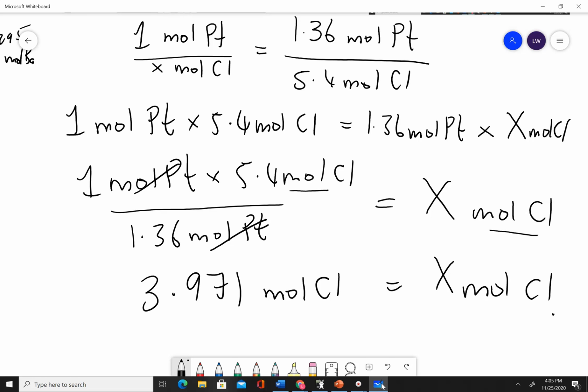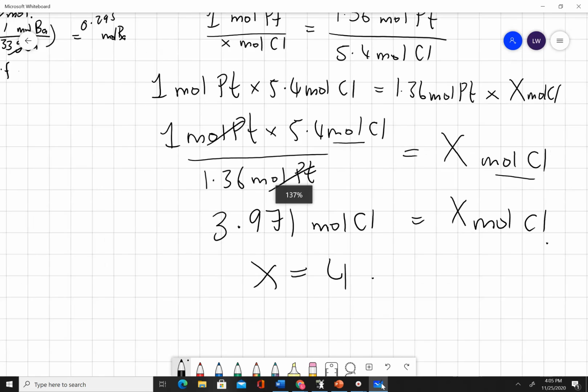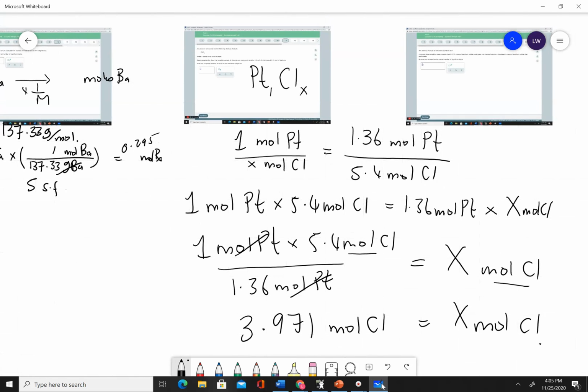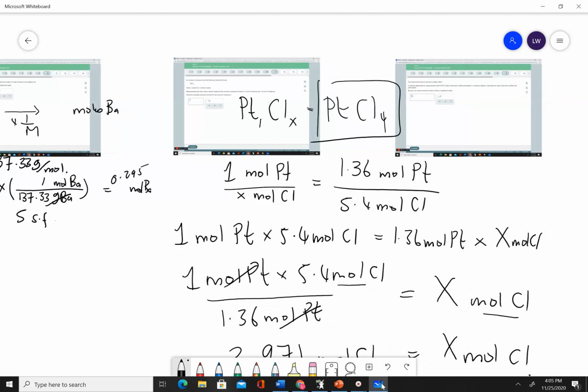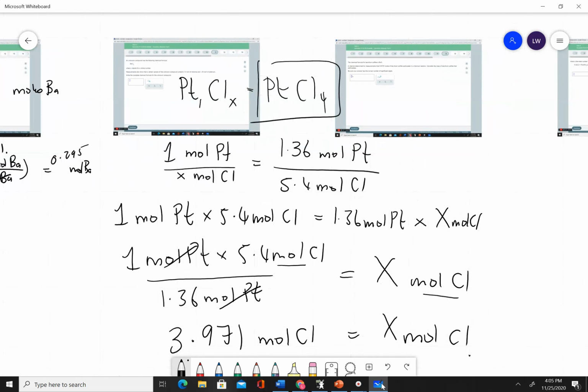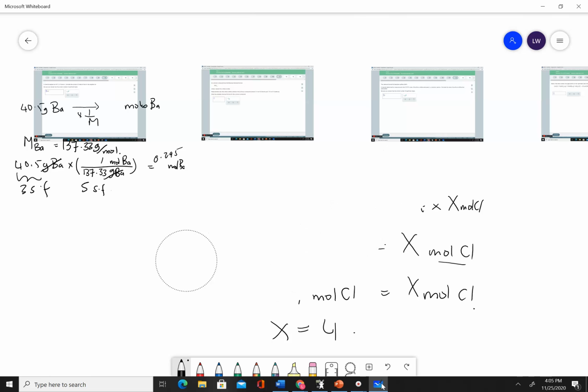Now we've got to round this to the nearest whole number. So basically what we're saying here is X equals 4. Okay, so we have a mole ratio of platinum to chlorine of 1 to 4. So what does that mean as far as our formula is concerned? It means that our formula is PtCl4. We've got a 4 to 1 mole ratio of chlorine to platinum. Not too bad. So we're all kind of working out well.